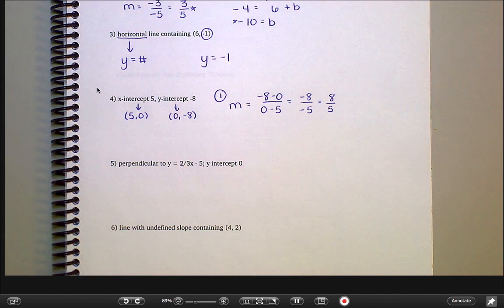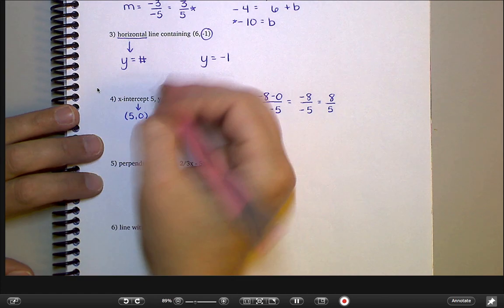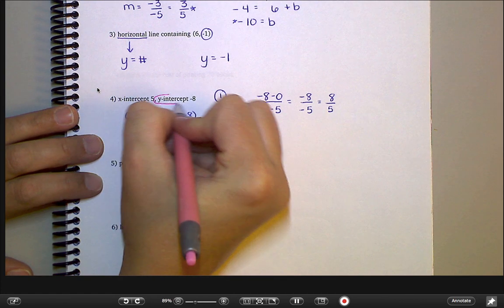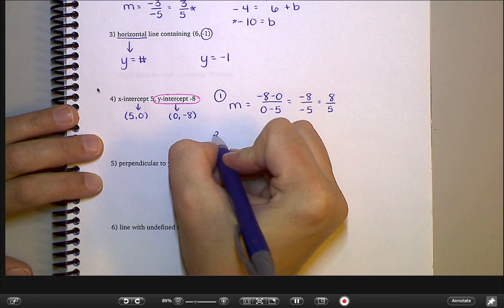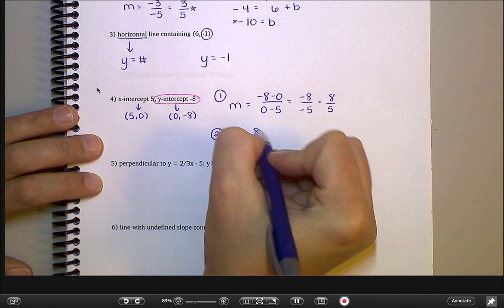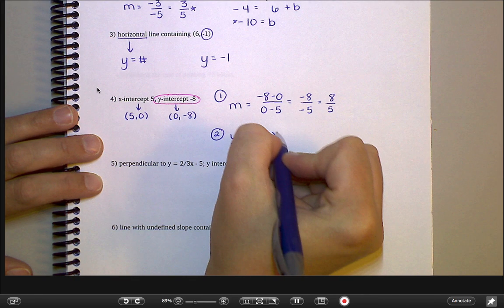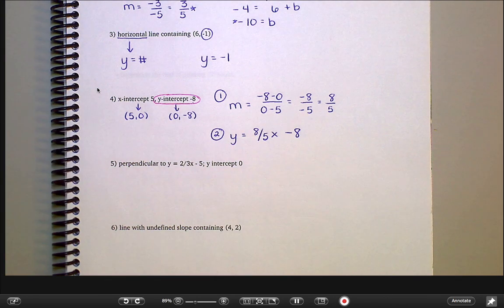Okay. Now what I like about this problem is that my y-intercept is just handed to me. Okay, I have my y-intercept. It's given. So now I can just jump straight to writing my equation, and I can say y equals 8/5 x, because that's my slope, and then my y-intercept, minus 8. Okay, so on that one I only had to do the 2 steps. So it's really like I skipped that middle step from up above.